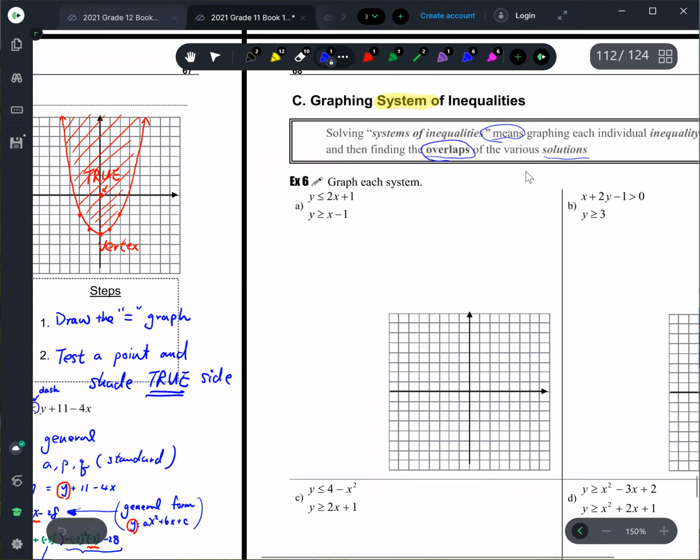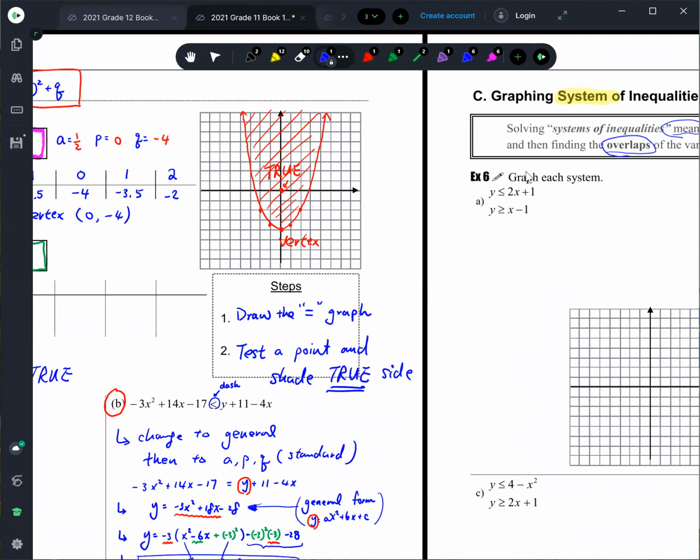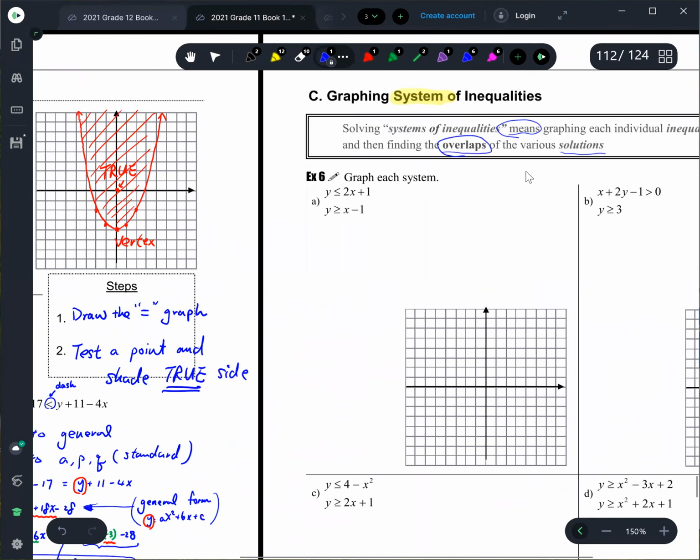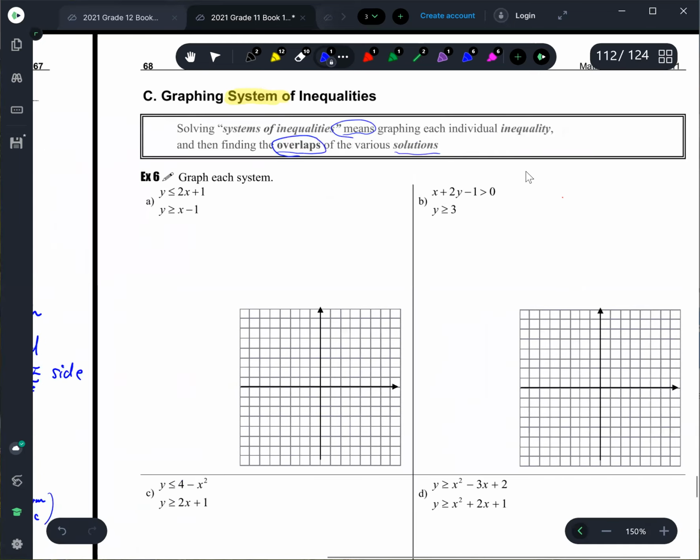Remember when we are doing inequality, we use shading to show where the answers are. So if you have more than one, you want to find which part will be the answer for both of them, okay? So let's demonstrate the first question together, and then you can try the other one.